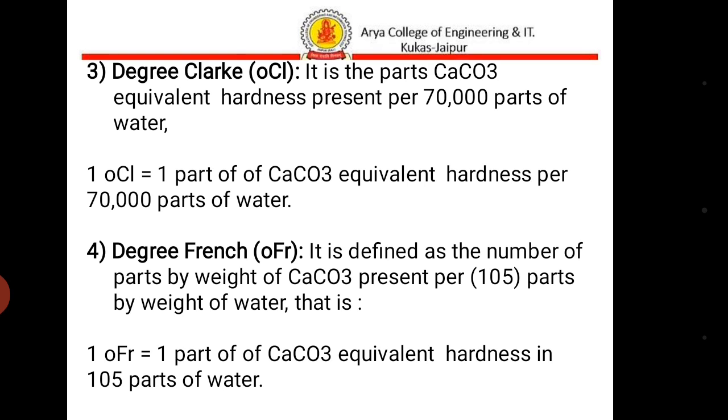Fourth, degree French. It is defined as the number of parts by weight of calcium carbonate present per 10^5 parts by weight of water, that is 1 degree French equal to 1 part of calcium carbonate equivalent hardness in 10^5 parts of water.